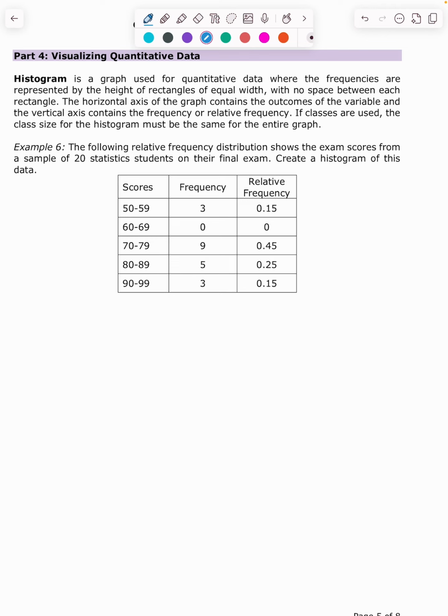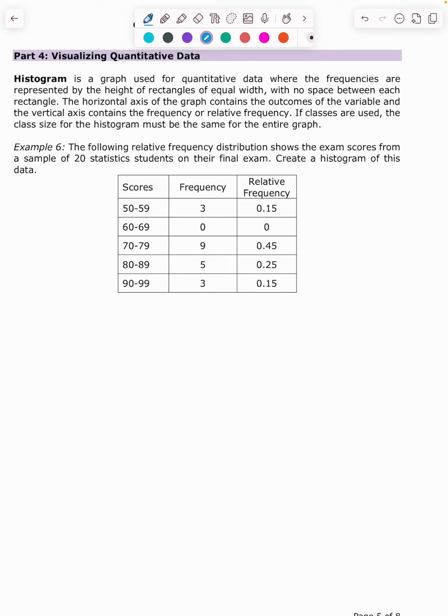If classes are being used, the class size for the histogram should be the same for the entire graph. Must be the same for the entire graph. So just like with our distribution, we can't decide to go by fives and then all of a sudden have a huge gap and go by 50s. We have to have our histogram go by fives the entire time. We can't just skip a big old number in the middle of the graph.